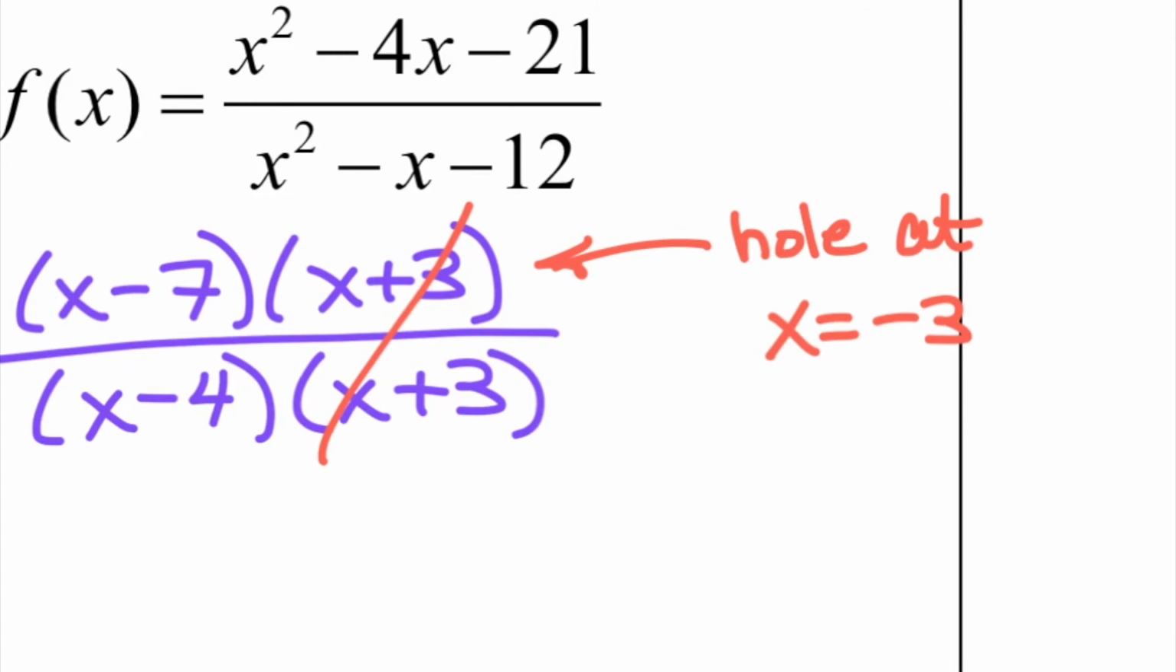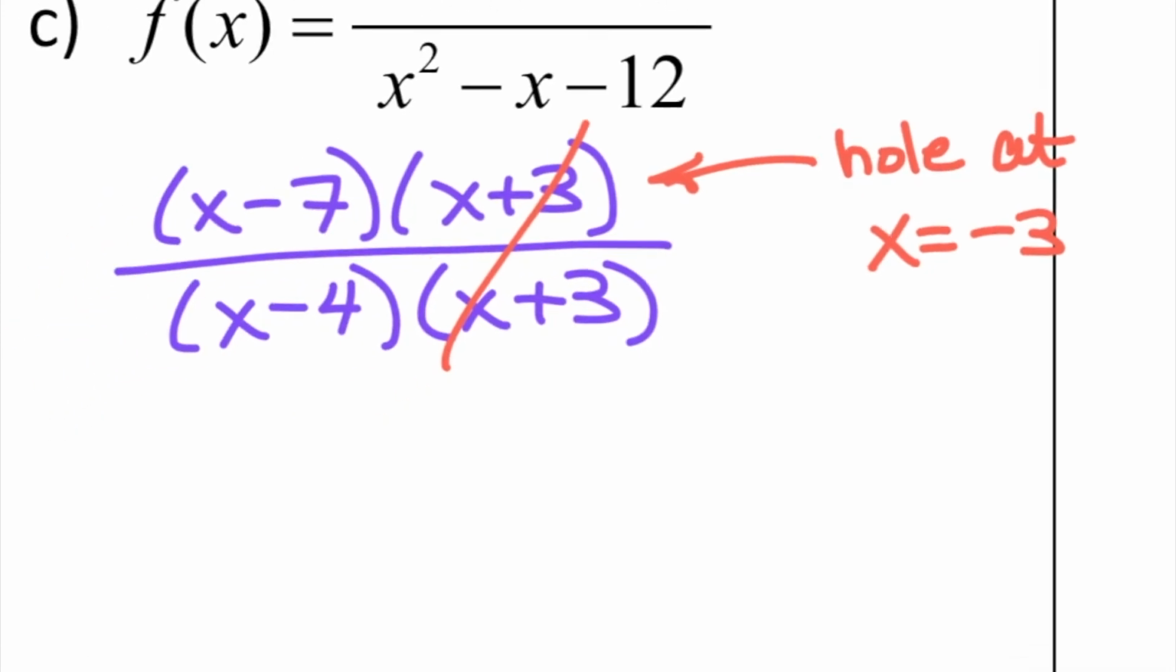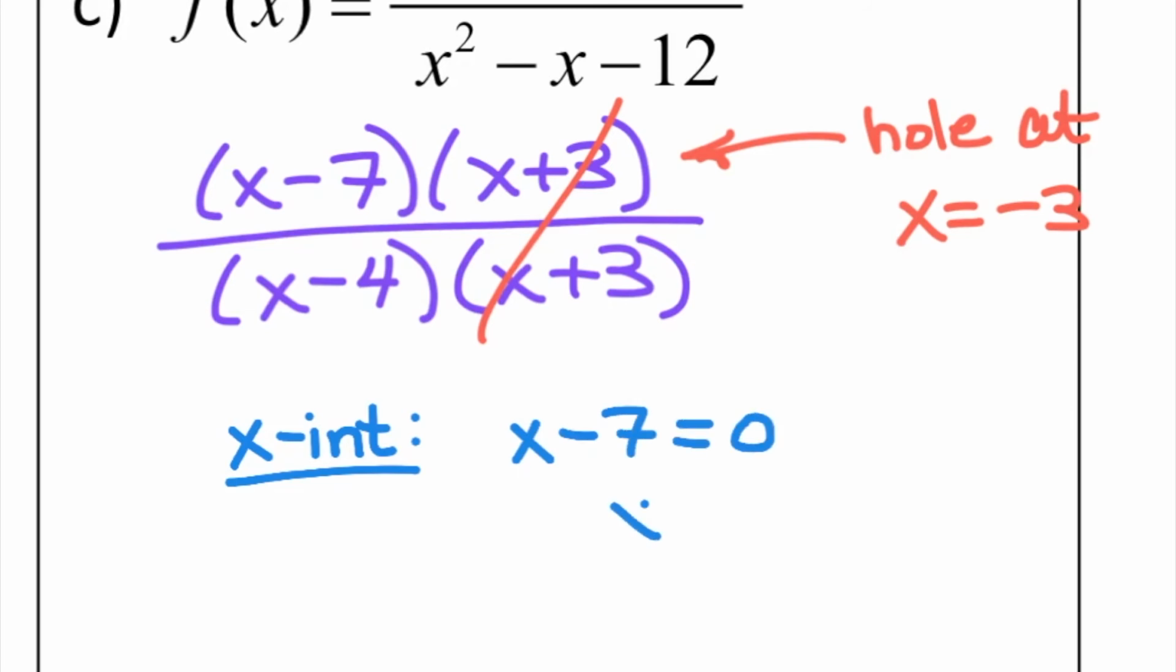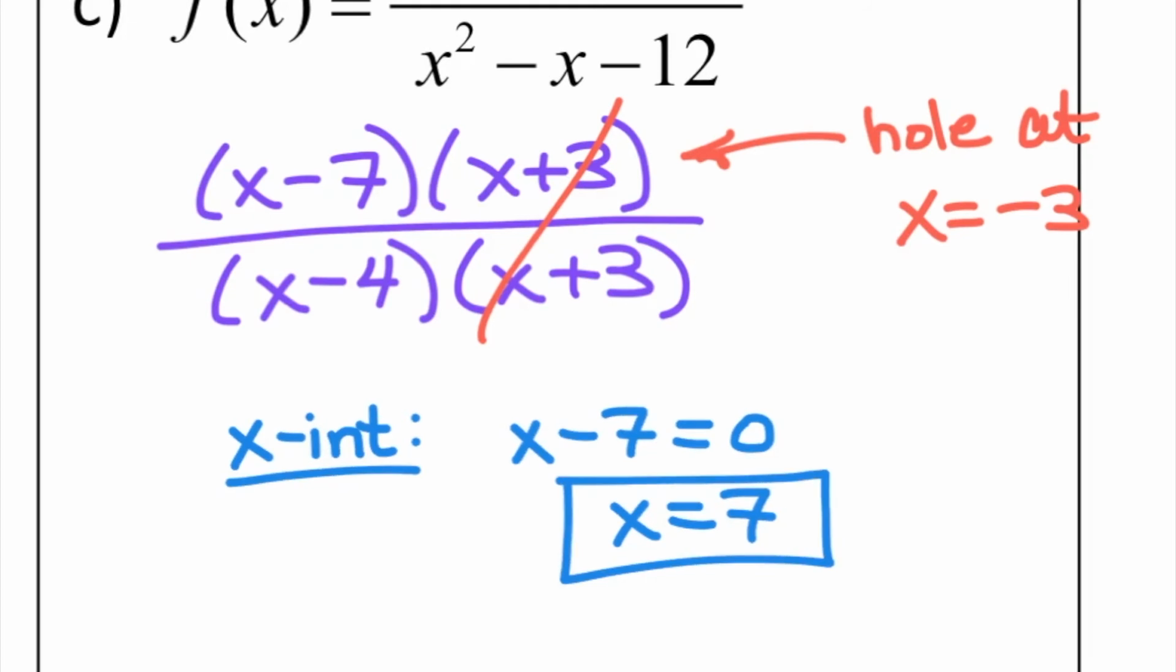So if there's a hole there, it can't be an x-intercept because there's a point missing. That's like a point that's just not there. And so if that point happens on the x-axis, it can't be an x-intercept. So your only x-intercept here can be x equals 7. So for your x-intercept, you're going to factor and cancel first and then set the numerator equal to 0. And so your x-intercept is only x equals 7.